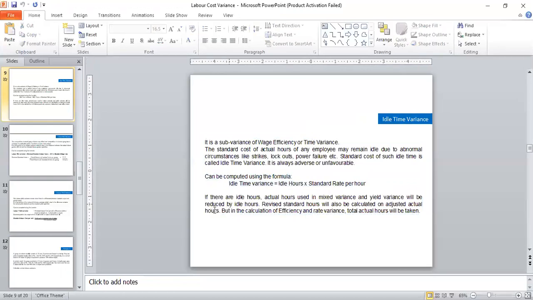Again, if there are idle hours, actual hours used in mix variance and yield variance will be reduced by idle hours. Revised standard hours will also be calculated on adjusted actual hours. But in the calculation of efficiency and rate variance, total actual hours will be taken.